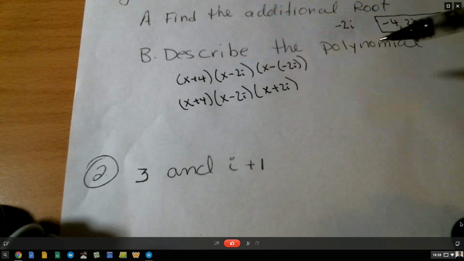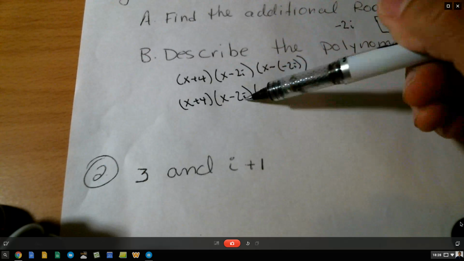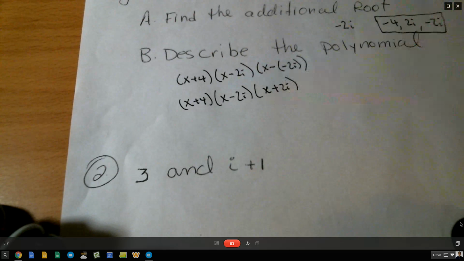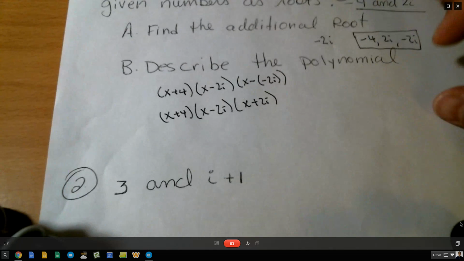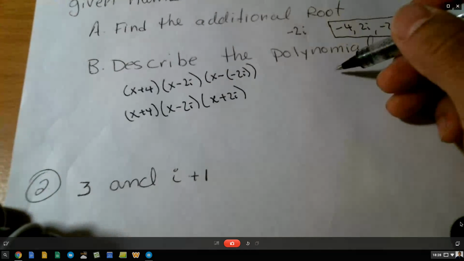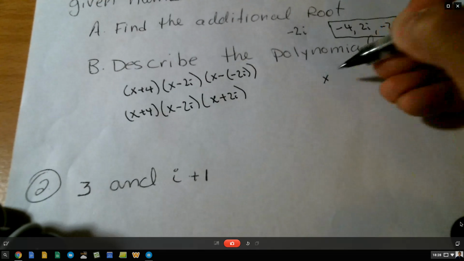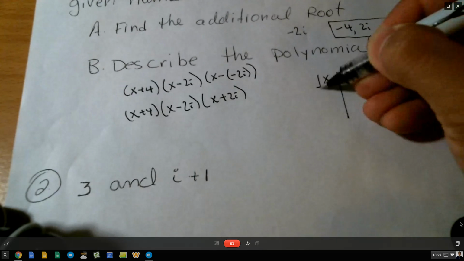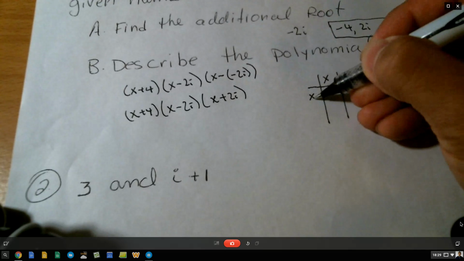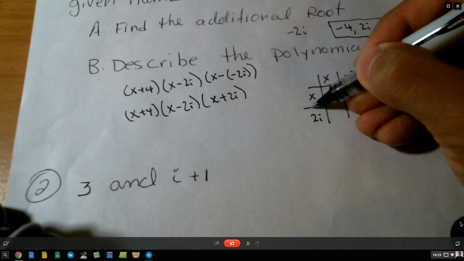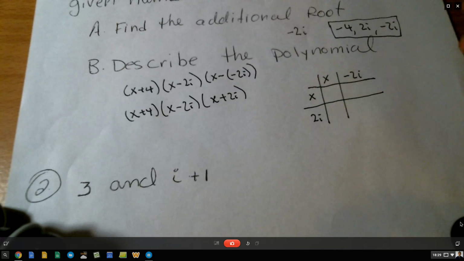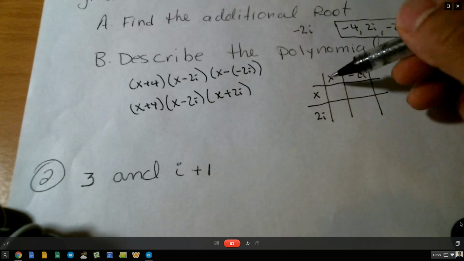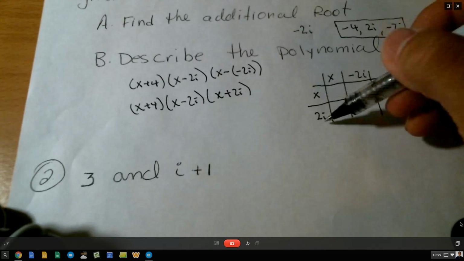So let's start that. I'm going to do these two first because the complex i will cancel out with each other. So I will do that using the box method with you guys. So we have x, we have -2i, we have x, and we have 2i. And I'll use different methods for some of these problems so you can see all of them. So we have x, -2i, x, 2i.